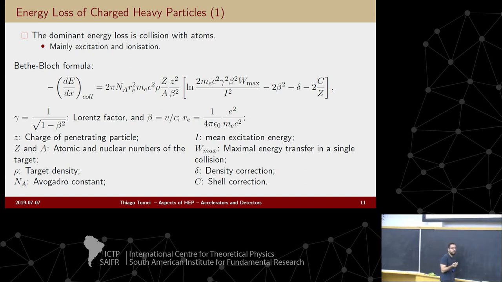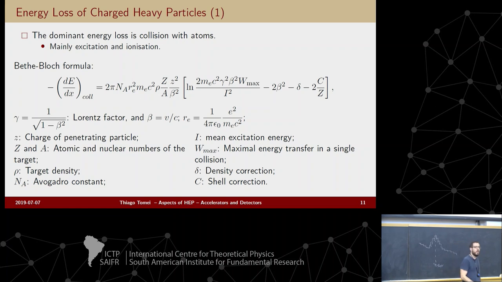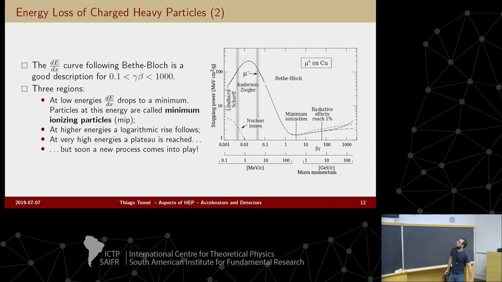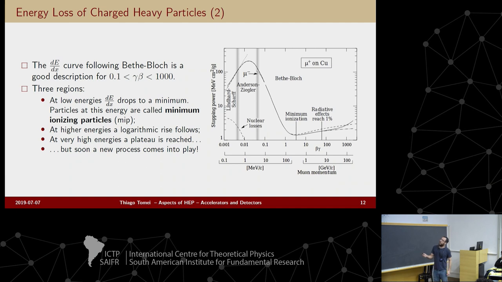This is important, for instance, in case you are designing something like a shield for a nuclear reactor. But it's also important for us because we have to know how big our detector has to be in order to stop the particles. This is how it looks, actually. And it's a good description for, let's use beta gamma here as a scaling, between 0.1 and 1,000. So it's 5 orders of magnitude, and it's nice.